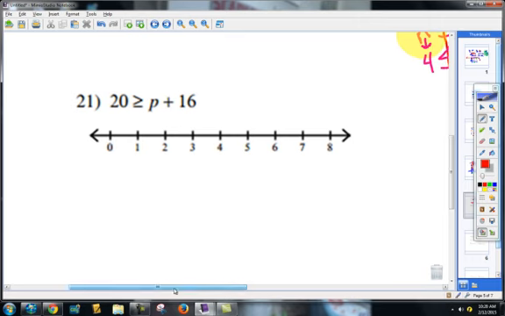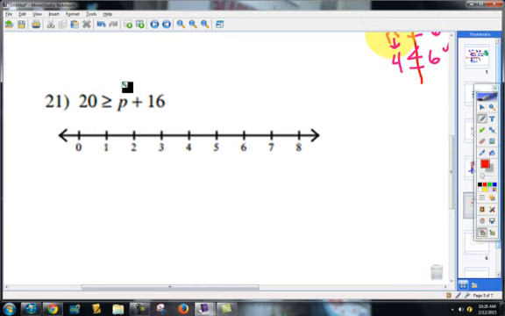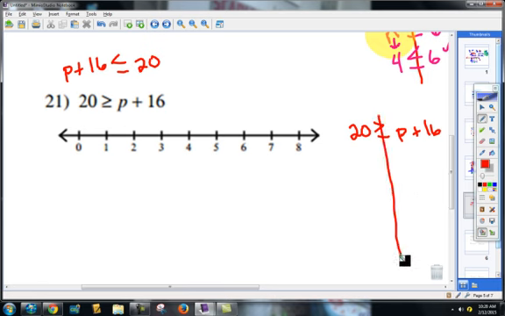Okay, here, make sure. By the way, you see that the variable's on the right. You can do this one of 2 ways. You can leave it like that, or you can just go ahead and make it p plus 16 is less than or equal to 20, and just write it the way you're used to seeing it. Sure, you don't have to. I'll show you the other way. I'm going to leave it like that for now, because I'll show you how to flip it at the end. So we draw a line.